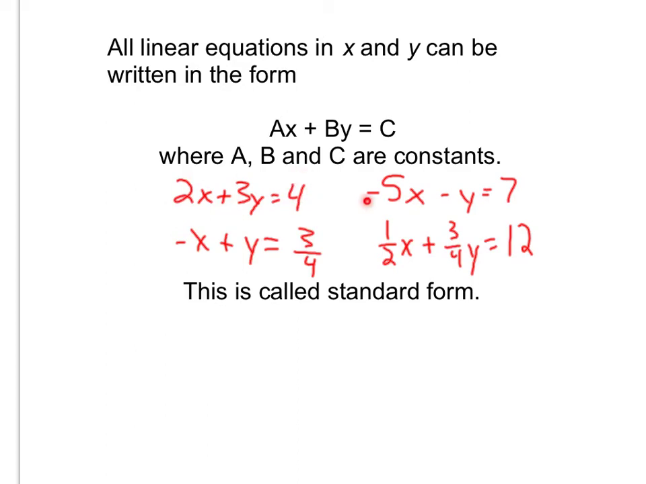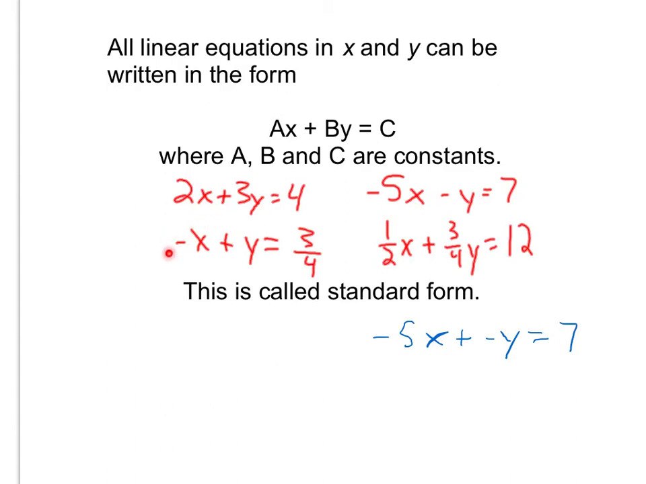Okay, then here we've got negative 5x minus y equals 7. Well, this is why we change things to adding all the time. So if I look at this one here, I would change this to negative 5x plus negative y equals 7. So now I know my a is negative 5, my b is negative 1, and my c is 7.